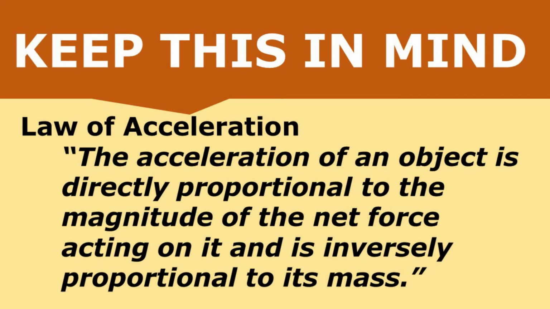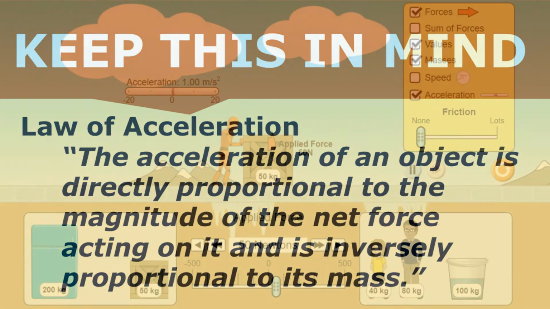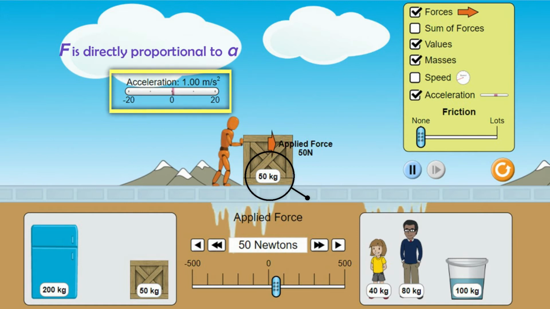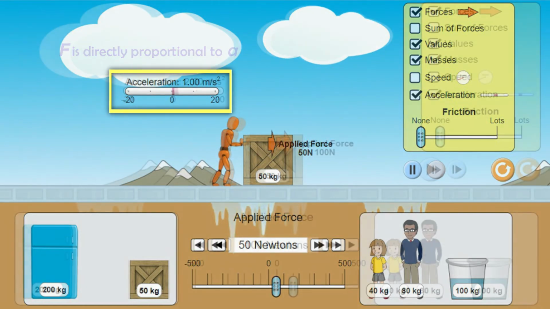Keep this in mind. Law of acceleration states that the acceleration of an object is directly proportional to the magnitude of the net force acting on it and is inversely proportional to its mass. The force applied to an object is directly proportional to its acceleration. As shown in the image, a 50 Newton force is applied to a 50 kilogram object. Its acceleration is then 1 meter per second squared.